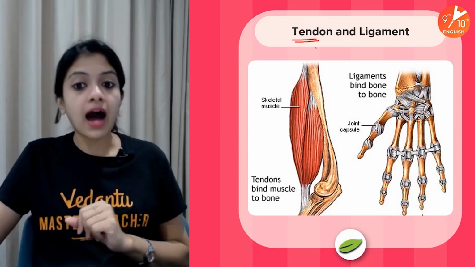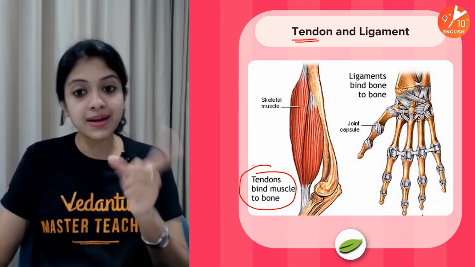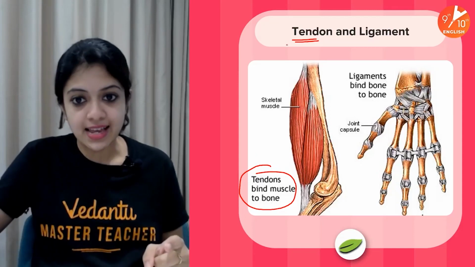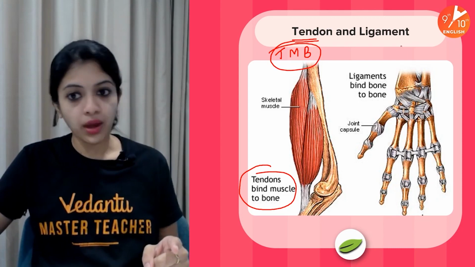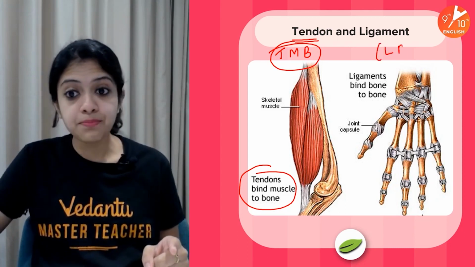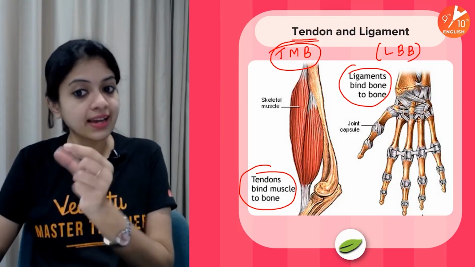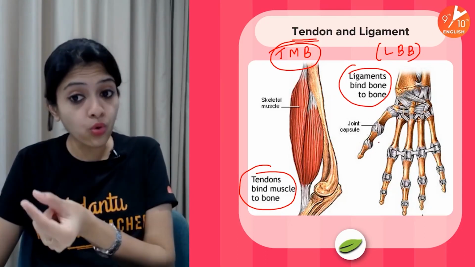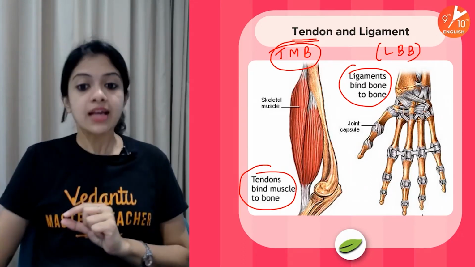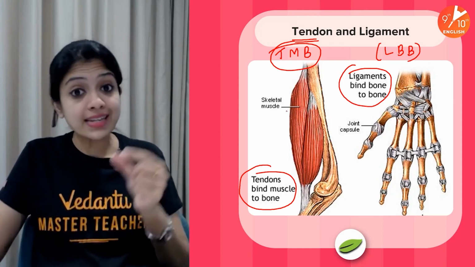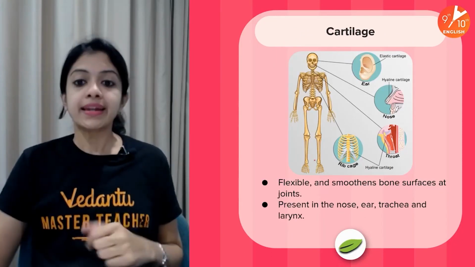So tendons are a kind of connective tissue which link a muscle to a bone. Okay, muscle to bone connection is tendon. So remember it, tendon, muscle to bone. Okay, and ligament connects a bone to another bone. They are a kind of connective tissue linking a bone to another bone. These are tendons and ligaments. All right, so when I say muscle to bone, it is the connection between a skeletal muscle to a bone. That's what tendons do.